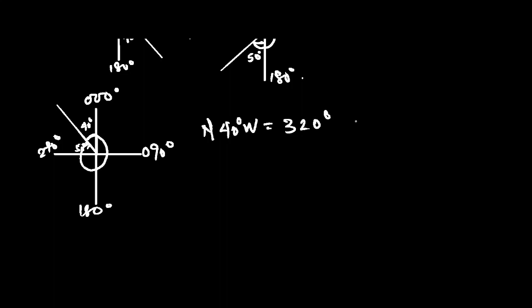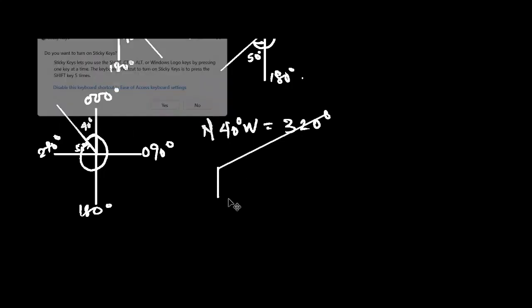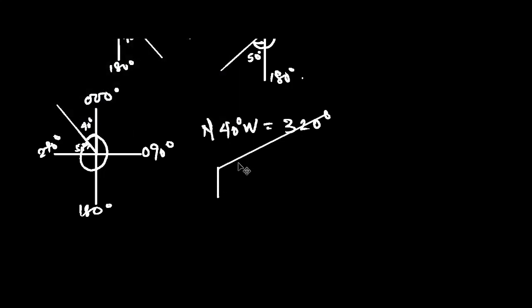So you can pause the video now and try the last two and see what your result is going to be. And when you are done, you can play the video and see what our results will be. Okay? So for the next one, we have north 60 degree west. Don't forget this because we are doing 3-digit bearing.